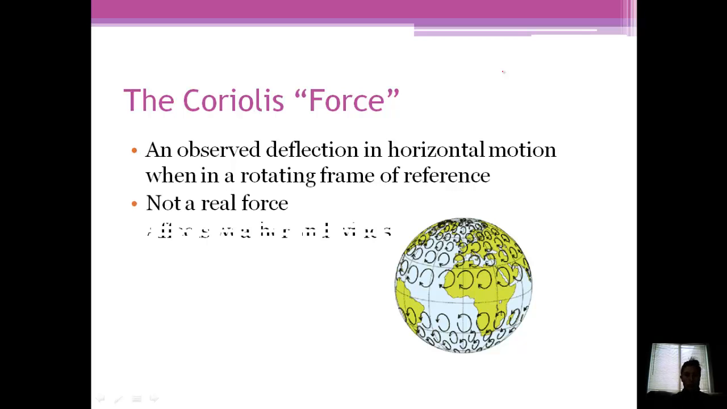This is not a real force because there's no physical force, but it can affect weather and winds, and it depends on where you're located on Earth. So if you look here, the equator kind of splits this, and north of the equator, you're going to rotate in the counterclockwise direction. Nope, sorry, that's clockwise. And then south of the equator, you're rotating in the counterclockwise direction. And so that can also affect winds and currents and things like that.